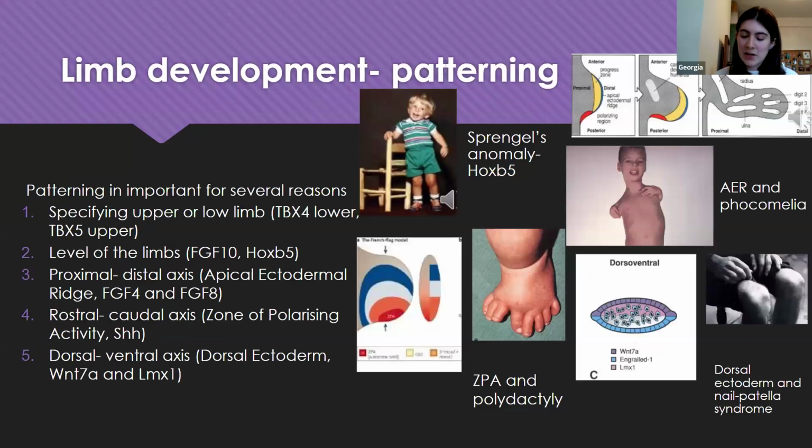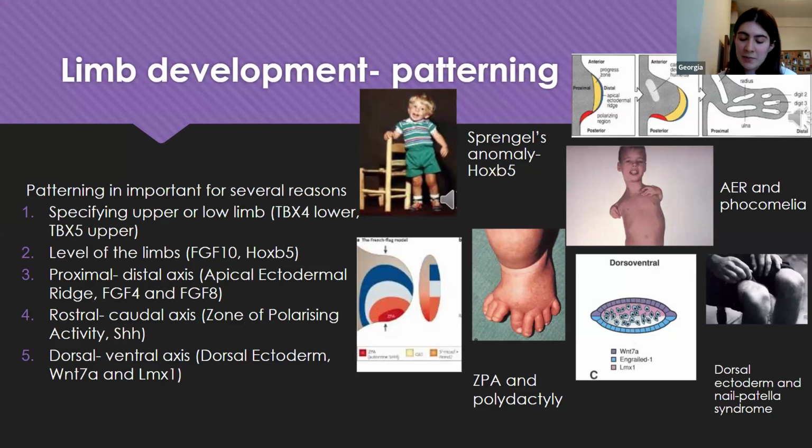So limb patterning can be quite complex and hard to get your head around because there's lots of terms and signaling molecules. But on the slide, I put the key molecules and signaling centers, so hopefully that will be helpful to you. I'm going to give a quick run through of things, but feel free to come back and look at the slide. So in terms of specifying if a limb is upper or lower limb, Hox genes and TBX transcription factors are really important. So TBX4 is expressed caudally, and when it's expressed, you get a lower limb, whereas TBX5 is expressed rostrally, and when it's expressed, you get an upper limb.